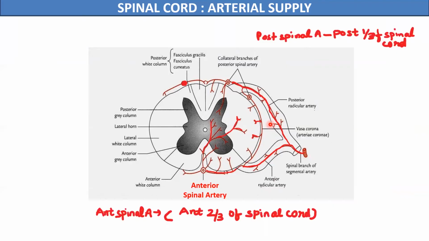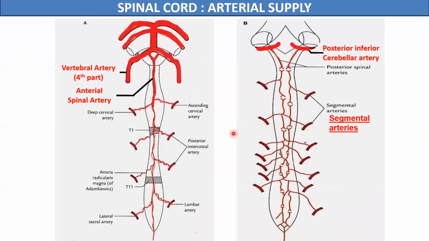So this is the third set of arteries for the spinal cord, the segmental branches from the various cervical, intercostal, lumbar, and sacral arteries. They are important, especially in the lower segments of the spinal cord, where they may be very large, known as arteria radicularis magna. So this is about the arterial supply of the spinal cord.